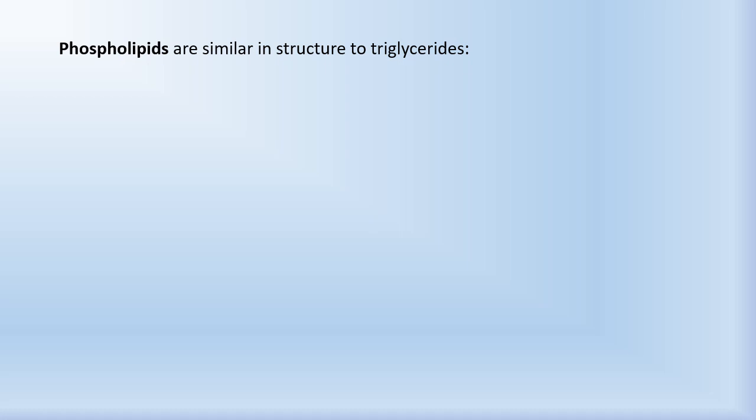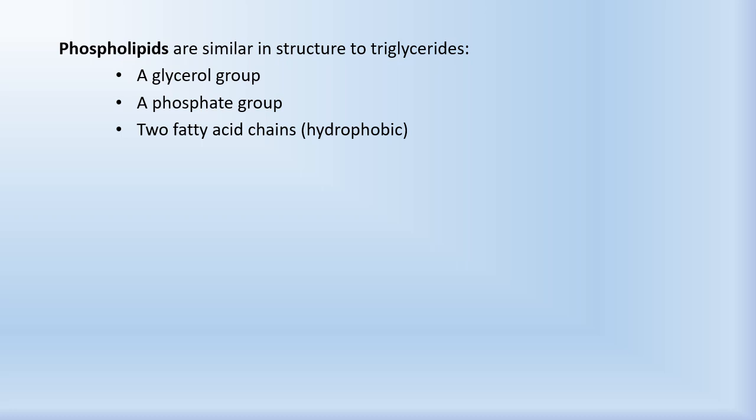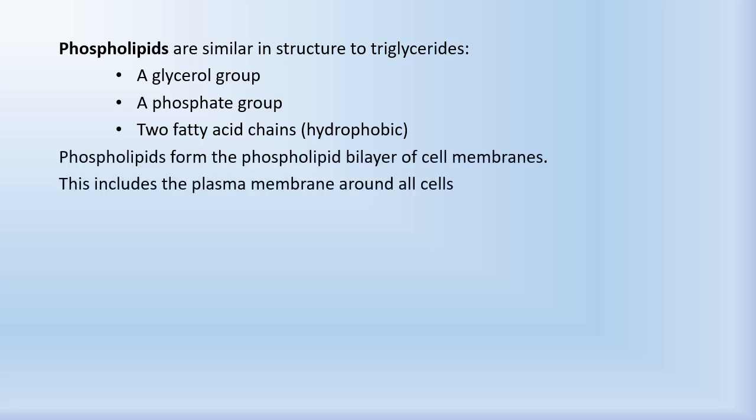Phospholipids are similar really in structure to triglycerides. You have a glycerol molecule at the top, but you also have a phosphate group, hence the word phospholipid. Instead of 3 fatty acid chains though, you have 2, and these are hydrophobic. They don't like water. Phospholipids form the phospholipid bilayer of cell membranes, the plasma membrane around cells. It also forms all the membranes within cells, so that all of those membranes can interact because they're exactly the same.